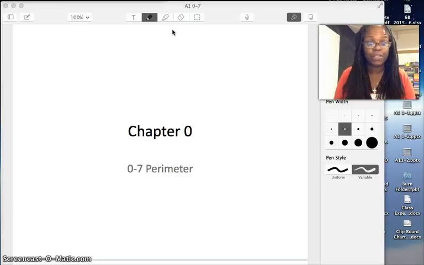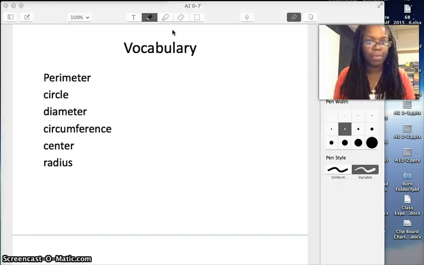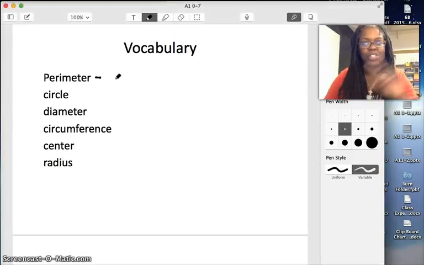So this is chapter 0, section 7, and we're looking at perimeter. As I take a look at the vocabulary words, I feel like you guys have seen all of this, but if you haven't, definitely take down the information we're going to talk about. So perimeter is the distance around something. When you think about the perimeter, I want you to think about putting up a fence around a space. All right? So the perimeter is the distance around.